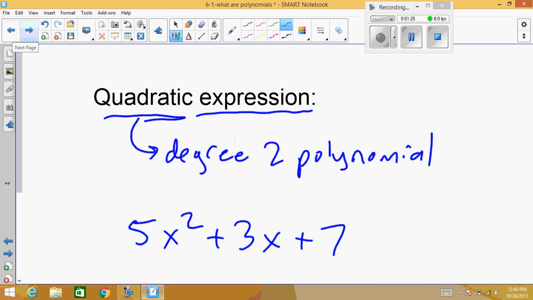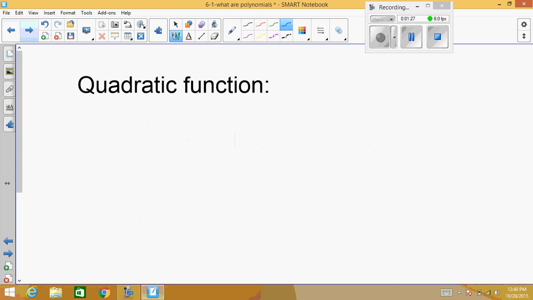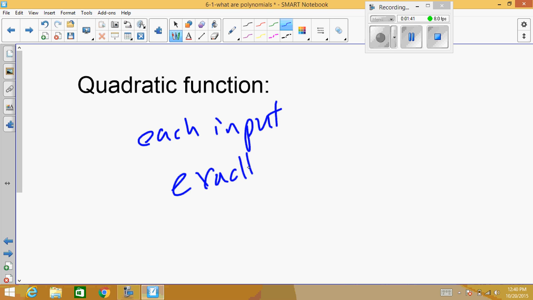And finally, we're going to talk about quadratic functions. So a quadratic function may start as a quadratic equation, but remember, for a function, for each input in the domain, there's exactly one output. So we're just emphasizing that idea that when we've got a quadratic, when we choose a value for x and plug it into a quadratic equation, we should get out one output for that.